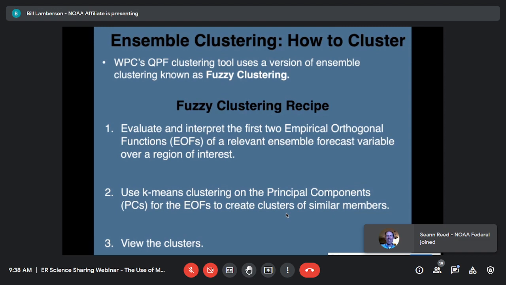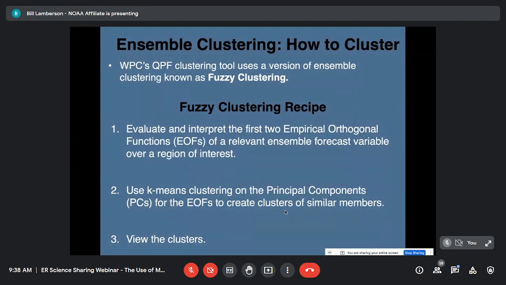WPC's QPF clustering tool will use a version of ensemble clustering known as fuzzy clustering. There are basically 3 steps in fuzzy clustering. The first is to evaluate and interpret the first 2 empirical orthogonal functions, or EOFs, of a relevant ensemble forecast variable over a region of interest. The second is to use k-means clustering on the principal components, or PCs, for the EOFs to create clusters of similar members. And then finally, the third and most important step is just to view the clusters.